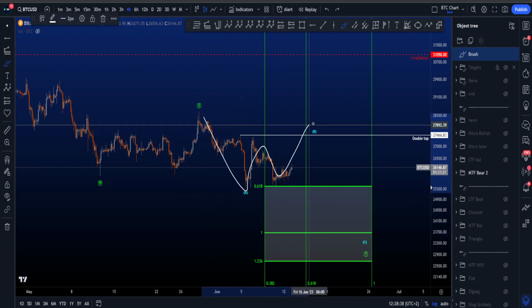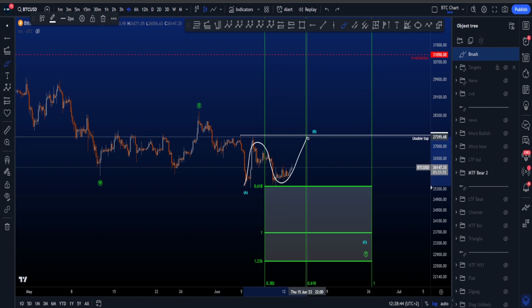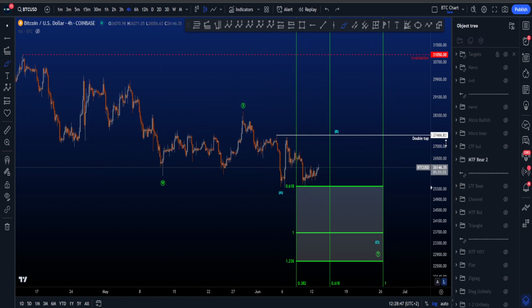and then a wave A, three-wave B, and eventually a C to the downside, where inside this wave B, we might be forming a complex structure in a WXY, but more about that on the lower time frames.